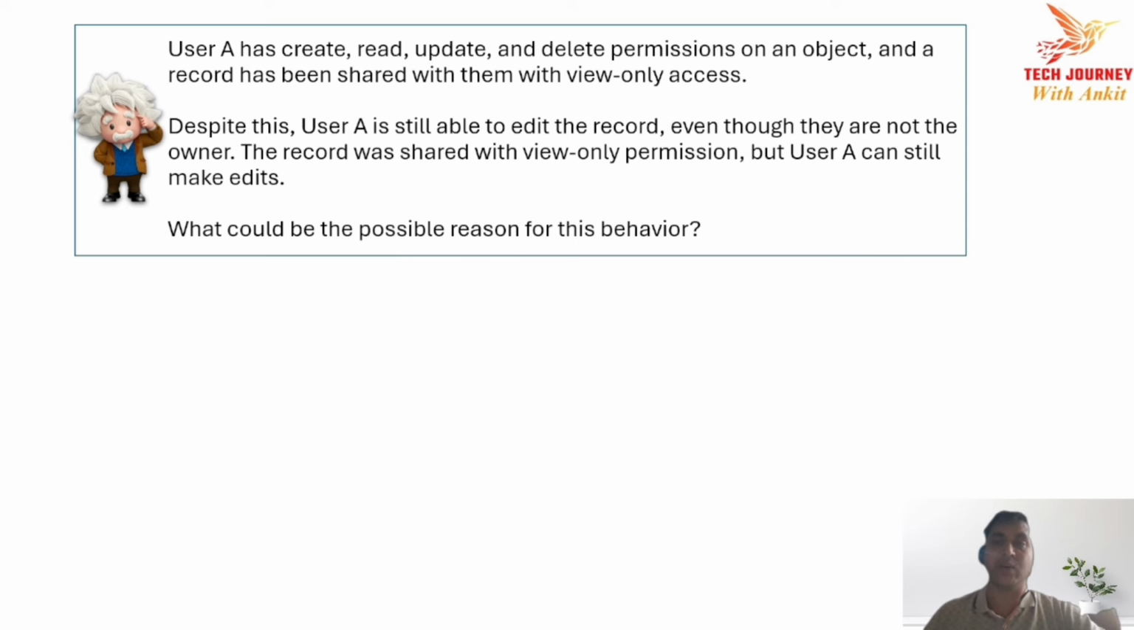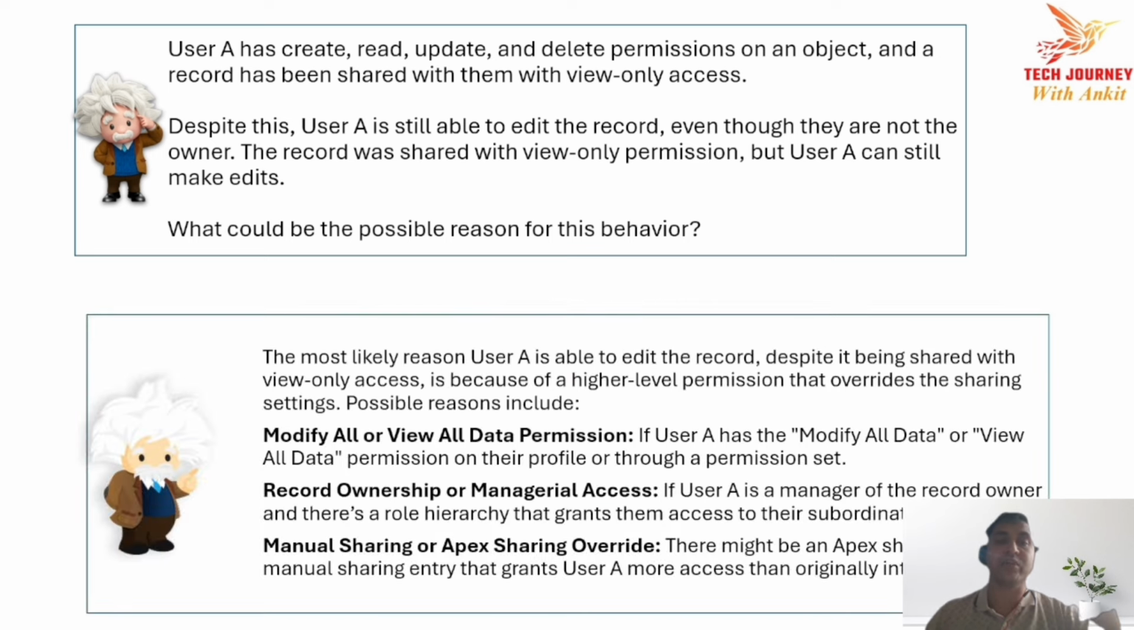Okay, let's go and check that out. In case you know, pause the video and let me know the answers in the comment section. Most likely, user A is able to edit the record despite it being shared with view-only access because of certain exceptions.